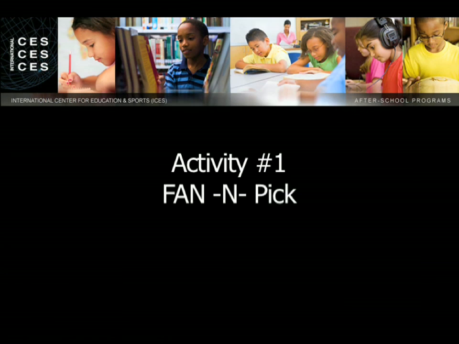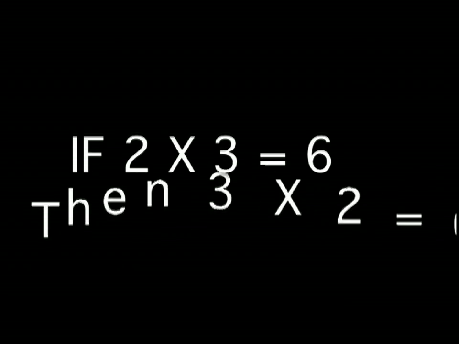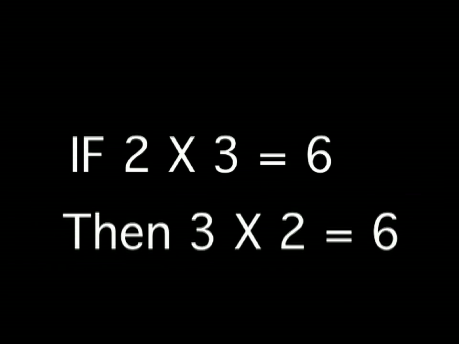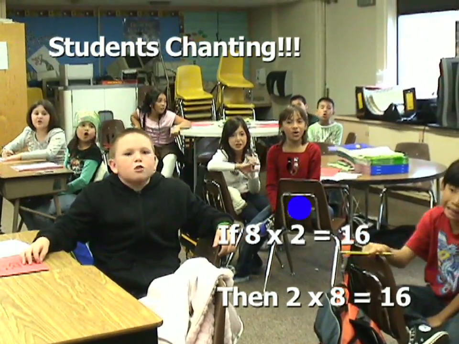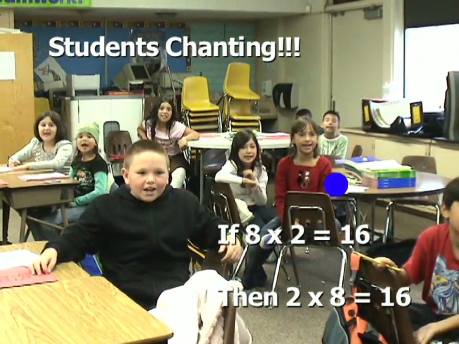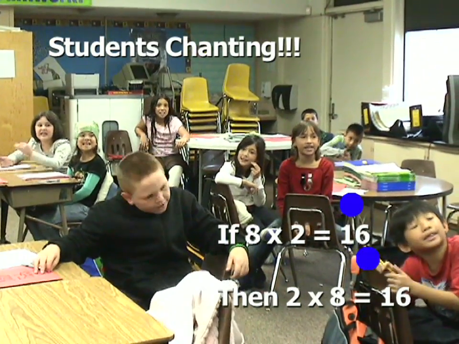Activity number 1, fan and pick. Always make sure you begin every activity by introducing a math fact. For example, if 2 times 3 equals 6, then 3 times 2 equals 6. Always ensure student interaction by utilizing chance in your activities. If 8 times 2 equals 16, then 2 times 8 equals 16.